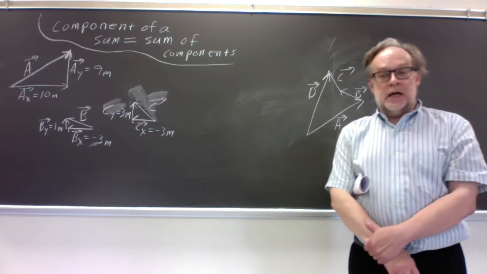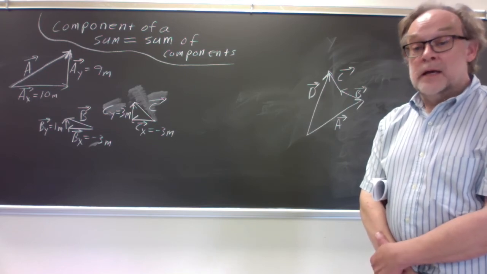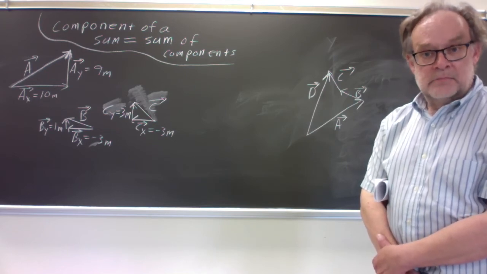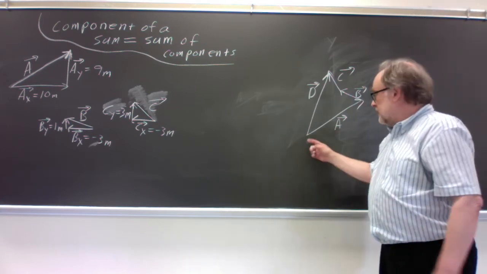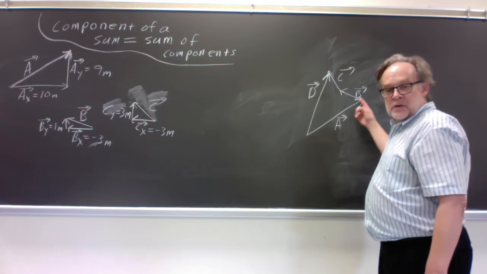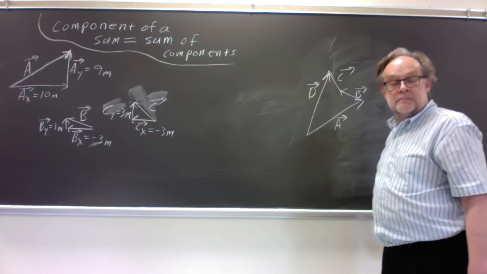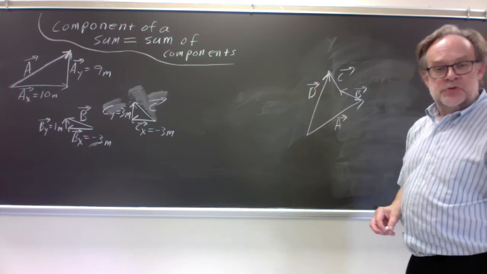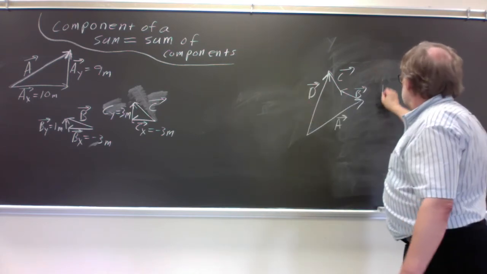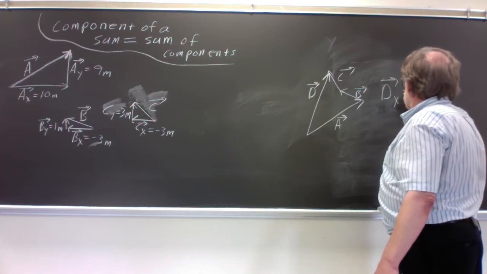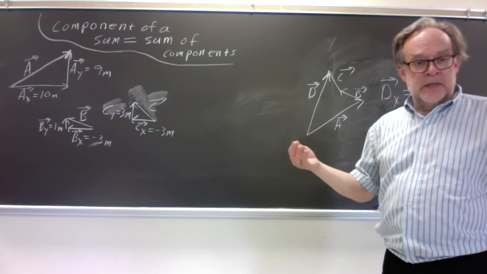D, the arrow that represents the net displacement vector, like all vector arrows, goes directly from the start of the path, not along the path, but directly to the end of the path. Okay, now let's use this principle, component of a sum equals sum of the components. The x component of D is just the sum of the x components of A and B and C.